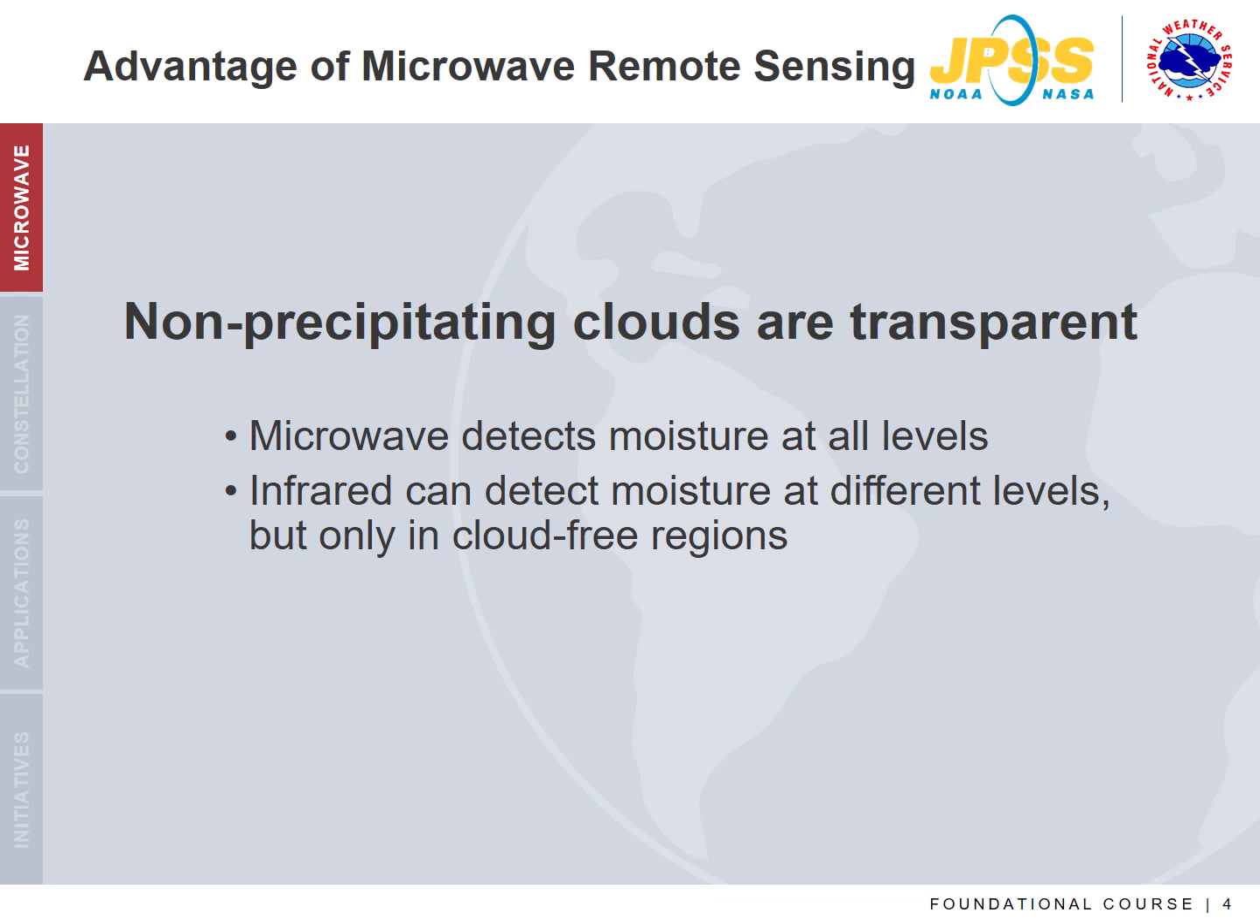The major advantage of using microwave remote sensing is that non-precipitating clouds are transparent. This means that microwave remote sensing can detect moisture at all levels of the atmosphere. Infrared can also detect moisture at different levels, but only in cloud-free regions. For the products shown in the next 4 slides, it is necessary to observe the moisture throughout the atmosphere column down to the surface.